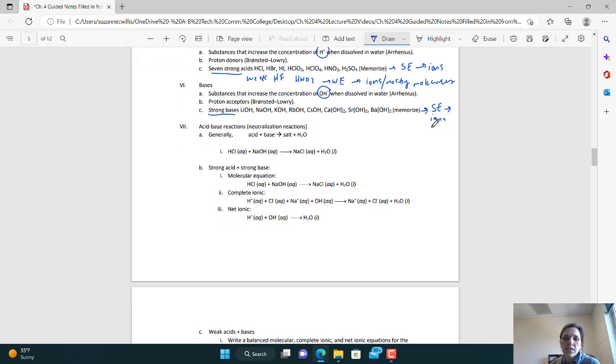So let's see what happens when these two get together. Here you see acid and base together. They are always going to make a salt and water. Salt is just another name for an ionic compound, and it's always going to be an aqueous ionic compound. So it's always going to be soluble if we're working with an acid and base here.